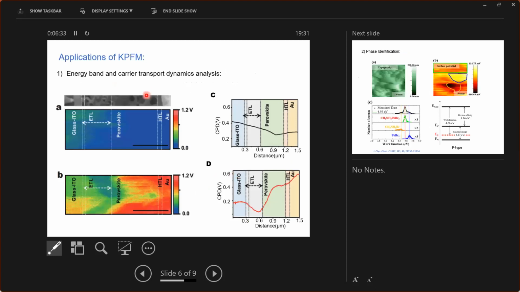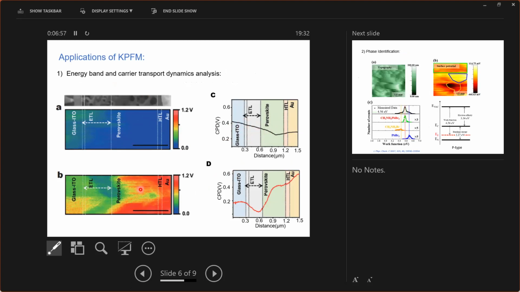Now the application of KPFM, like here, the energy band and carrier transfer dynamics analysis. Here we have taken a perovskite solar cell where this side is the electron transfer layer and this side is the hole transfer layer. This is the KPFM measurement, the CPD measurement without light. So we can see that without light, it is giving this type of CPD.